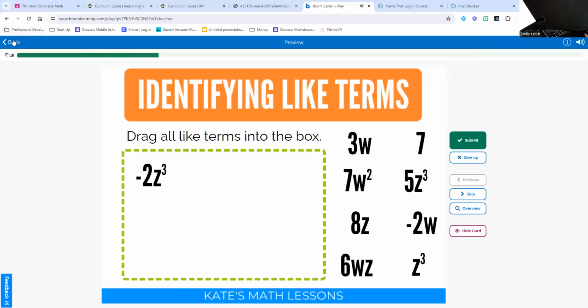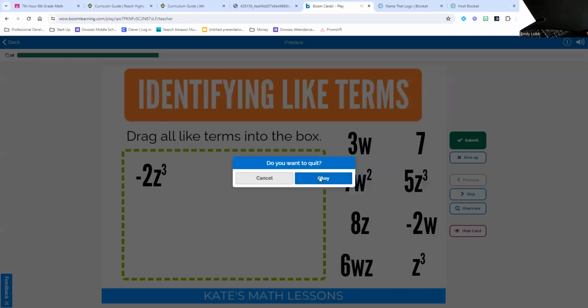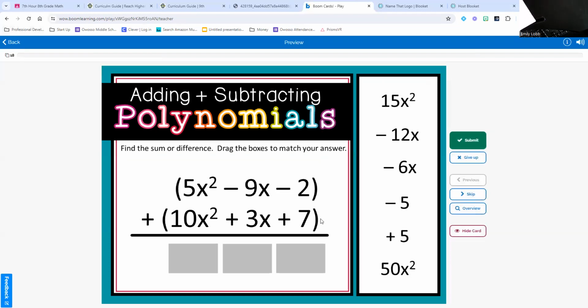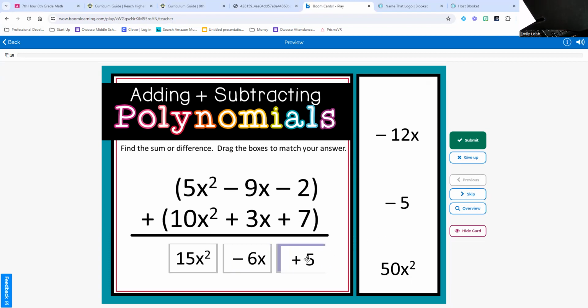I would say that the other one was a little bit more challenging, the adding and subtracting polynomials, but this is what we just did, right? They lined them up nicely for you. 5 plus 10 is 15. Negative 9 plus 3 is negative 6. Negative 2 plus 7 is 5. Positive 5. Okay?